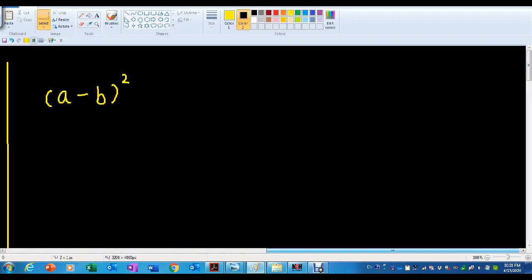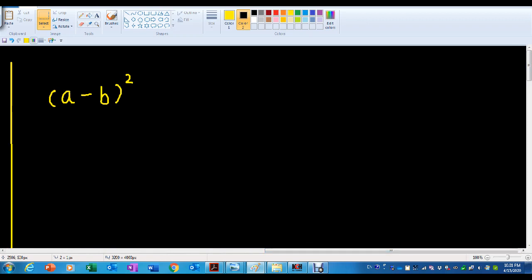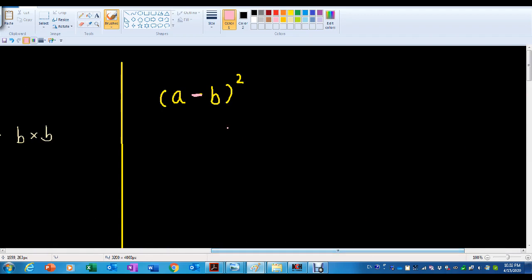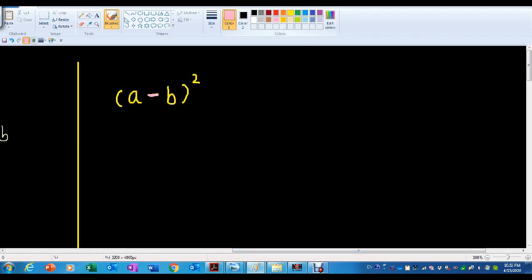Okay, so how about a minus b squared? How could we expand the things when it's no longer plus between a and b, it's minus? Okay, so we know that if that's plus, then you will have plus 2ab as the middle term. How about if that's minus? Let's see what happens. Okay, let's use FOIL again because FOIL is our first principle right now.